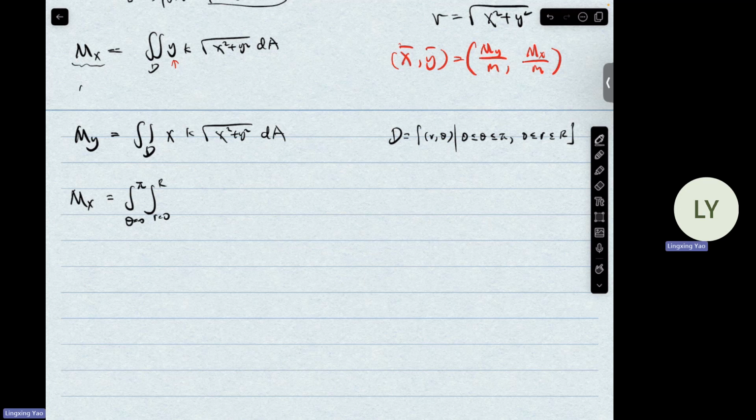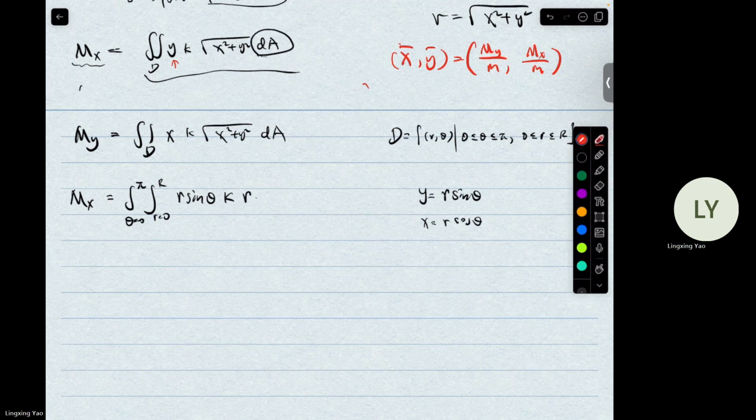And here, remember, we're computing this first. So what is y? Y is r times sine theta. X is r times cosine theta. We have to remember that. R times sine theta times k times r. And remember here, dA is r times dr d theta. This has to be remembered exactly. So r times dr d theta. Remember this piece, this k times r is the density function.